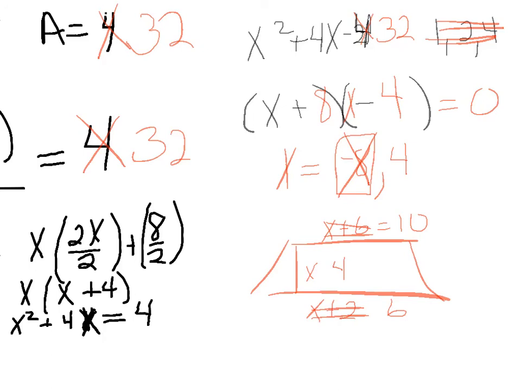Okay. It's kind of long, so let's go through the steps again. If you have an area problem, first write down the area formula. Substitute the sides in for the length and the width, or the bases, and then set the area to equal the number they tell you. Multiply everything out, move everything to one side, factor it, and then get rid of your negative answer.